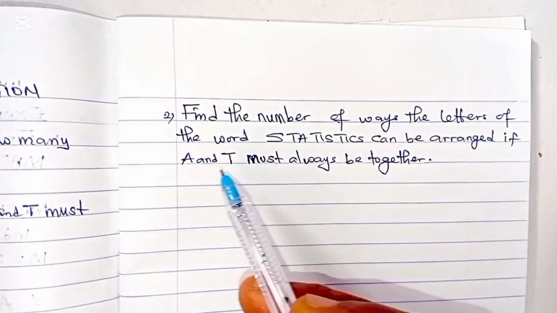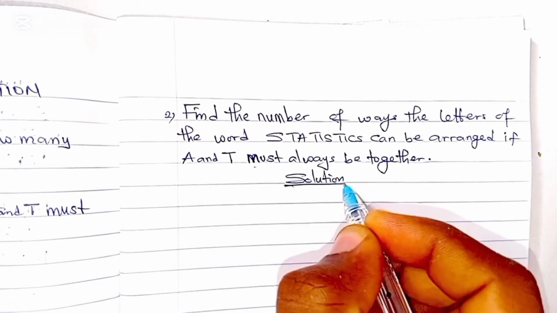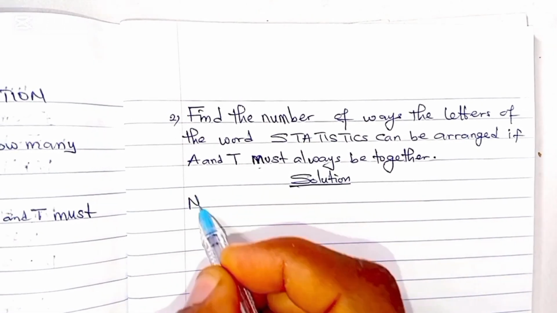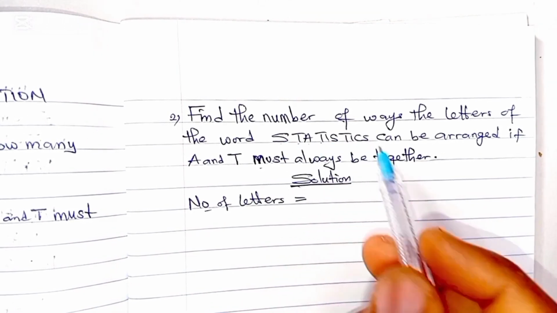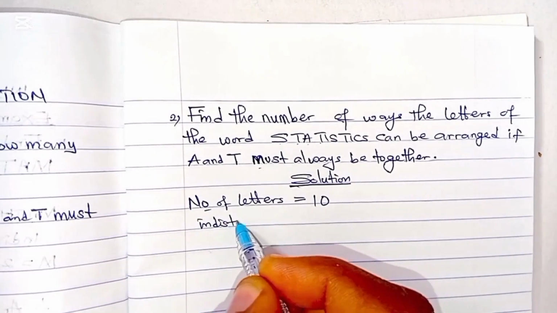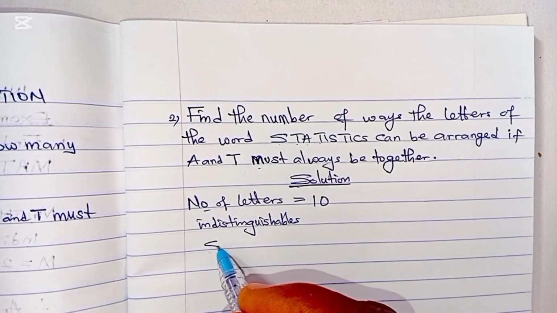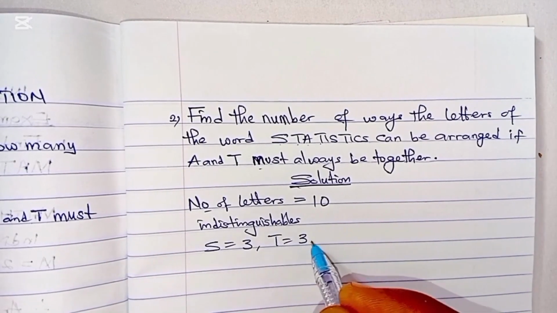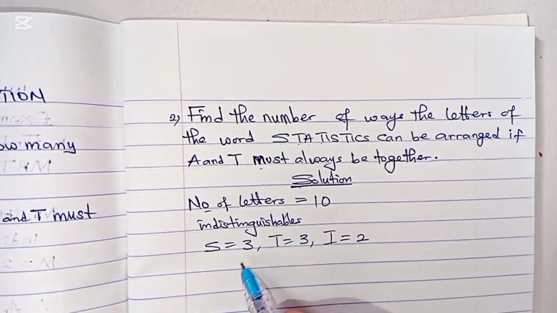Now, find the number of ways the letters of the word statistics can be arranged if A and T must always be together. The word statistics happens to be 10 characters, and of course it has indistinguishable letters in it. We have 3 S, 3 T's, and 2 I's.